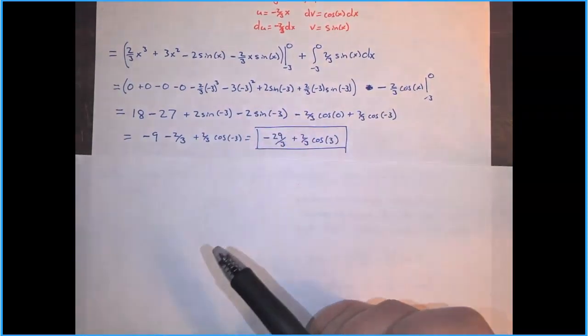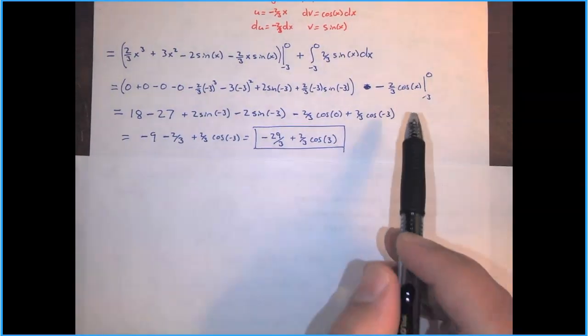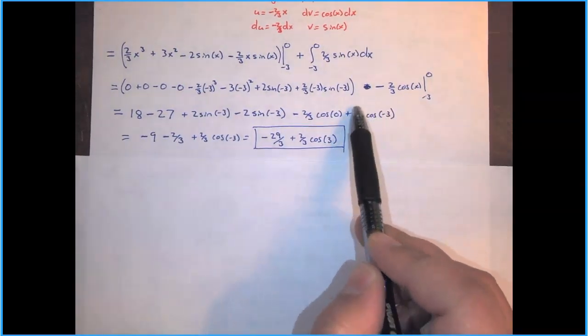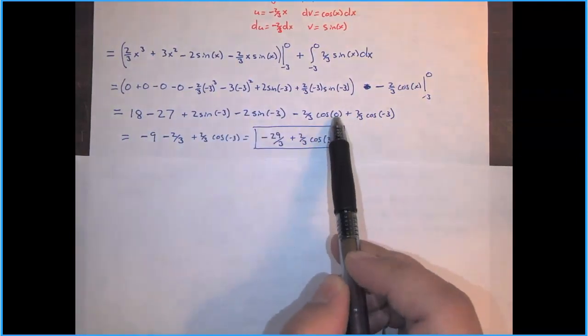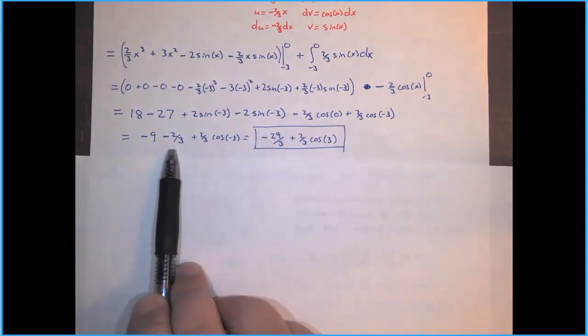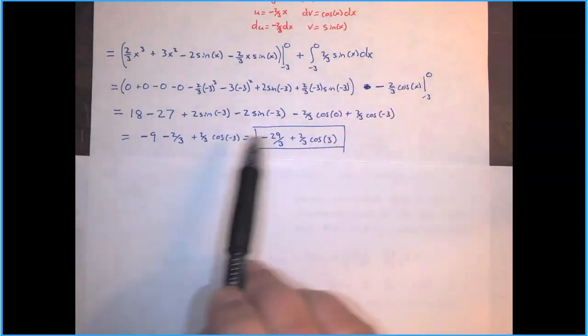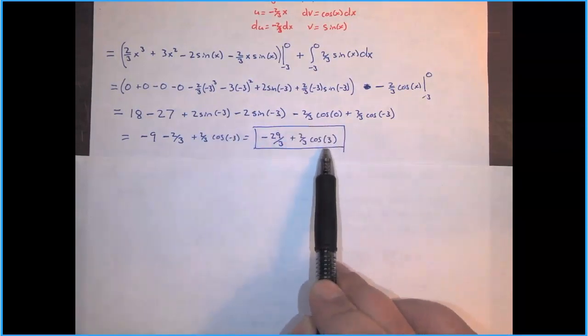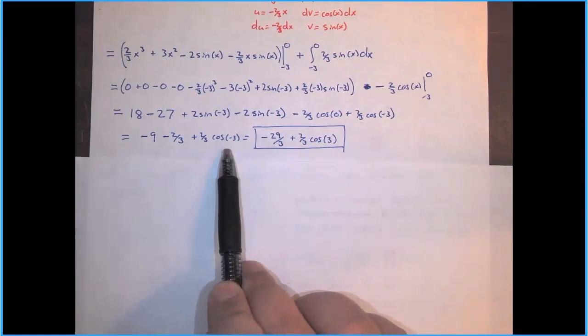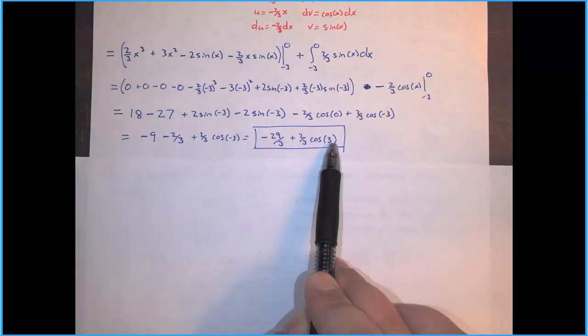The only thing I would comment on is this term here. Right, so everything else is pretty standard. I just get some constants here. These sine terms cancel out. Cosine of 0 is 1, so that's where that negative 2/3 comes from. This 2/3 cosine negative 3 is still here. And then in my answer, I've written 2/3 cosine 3. Because cosine's an even function, so the cosine of negative 3 is equal to the cosine of 3.